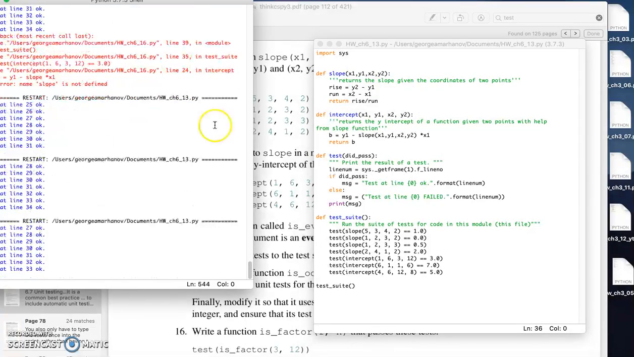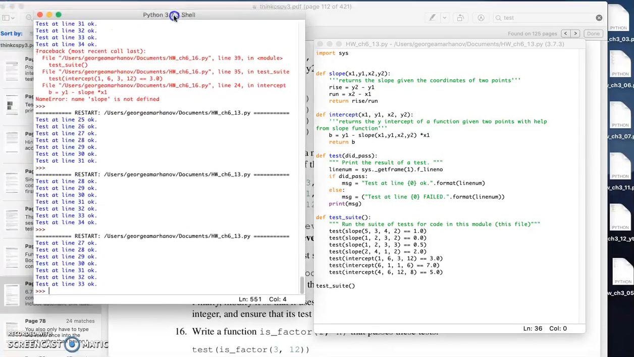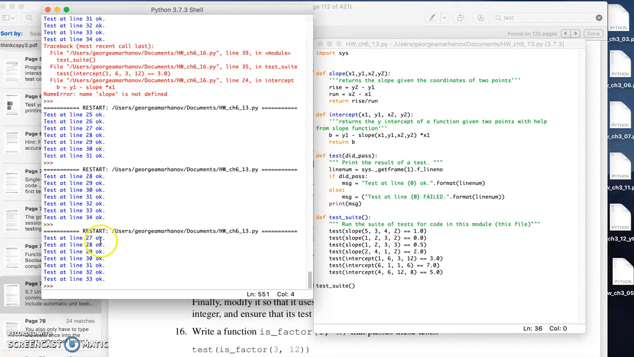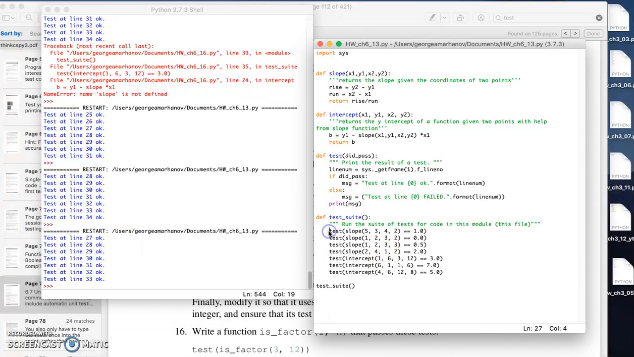Save that, and let me bring the shell in here. Okay, as you can see, test at line 27 through 33 is okay, so this would be 27, and that would be line 33 there, and everything worked out. It works exactly as it should, and that's what that testing is telling you.